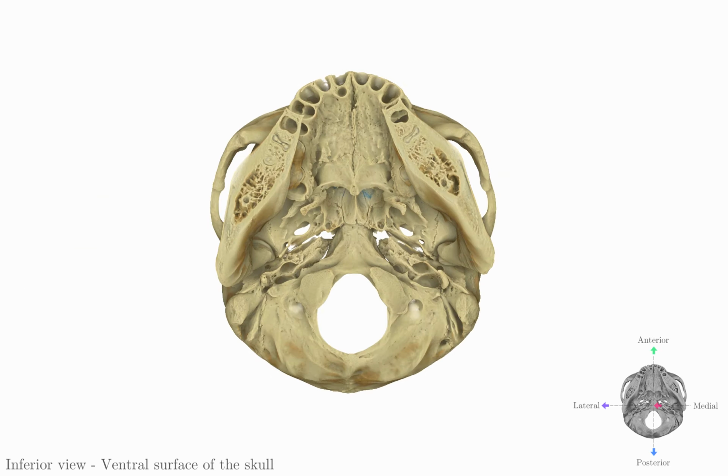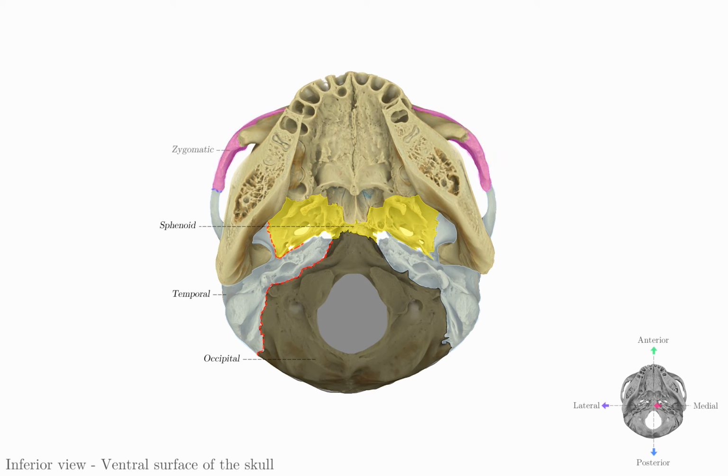On the ventral surface of the skull, we can see where the temporal bone articulates with the occipital, sphenoid, and zygomatic bones. Here we see the styloid and mastoid processes again, and in between them the stylomastoid foramen.